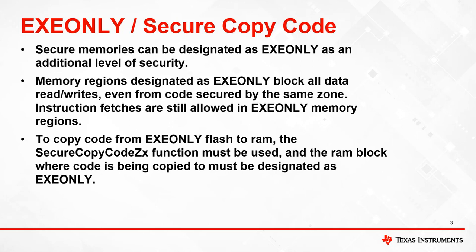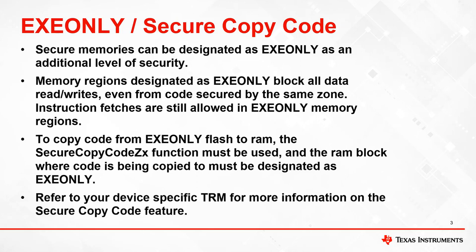The only means of reading or writing to exe-only protected memory is by using the secure copy code function. The purpose of this function is to copy code from flash to RAM for faster execution without compromising code security. Details on using the secure copy code function can be found in the ROM code and peripheral booting chapter of the technical reference manual.